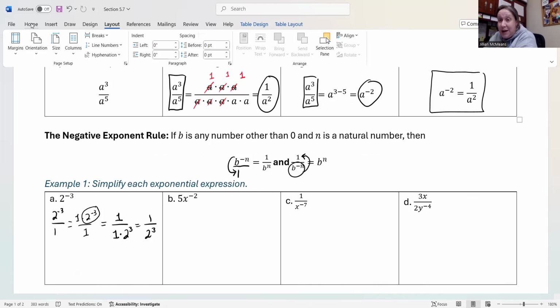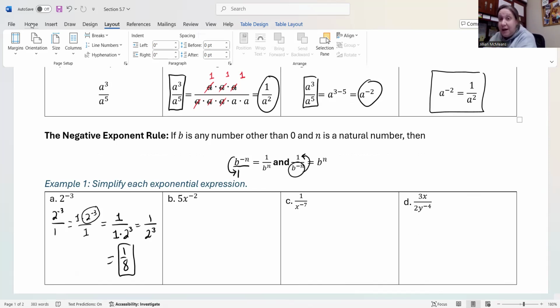Now, anytime your base is a number, you do want to go ahead and evaluate this all the way out. So since my base is 2, I want to go ahead and figure out what 2 to the third is. Well, 2 times 2 is 4. 4 times 2 is 8. So this would simplify to be 1/8. Okay. Now for part B, it's a little bit different.